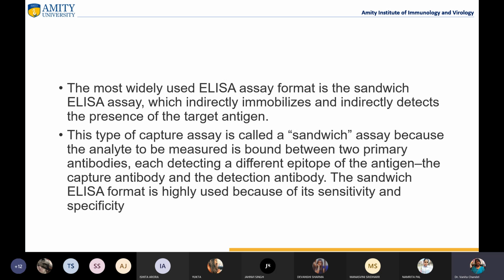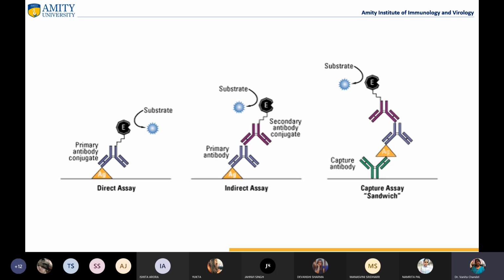So the most widely used format is the sandwich ELISA format, where it indirectly immobilizes and indirectly detects the presence of the target antigen. This type of assay is called a sandwich assay because the analyte which we require to measure, or antigen, is bound between two primary antibodies, each detecting a different epitope of the antigen: the capture antibody and the detection antibody. The sandwich ELISA format is used because its sensitivity and specificity are better than the other formats that we use.